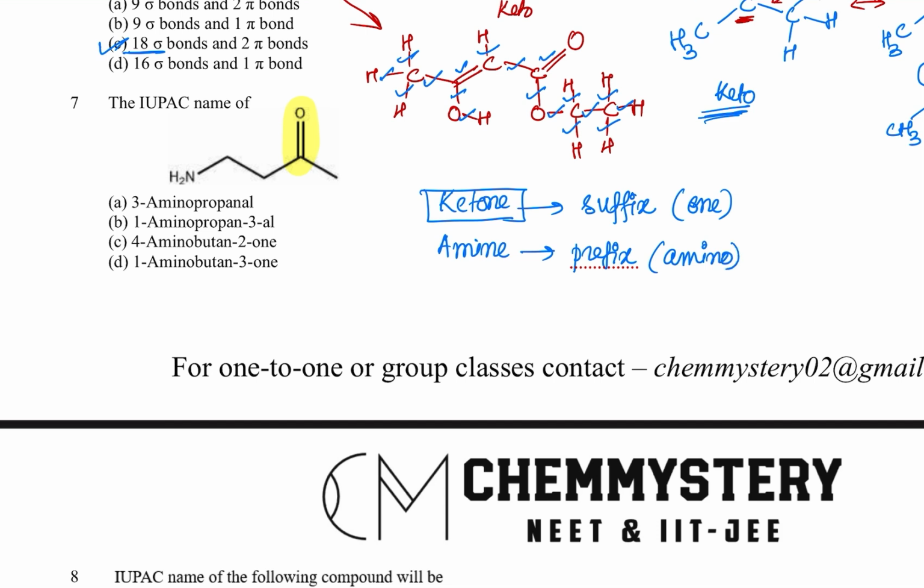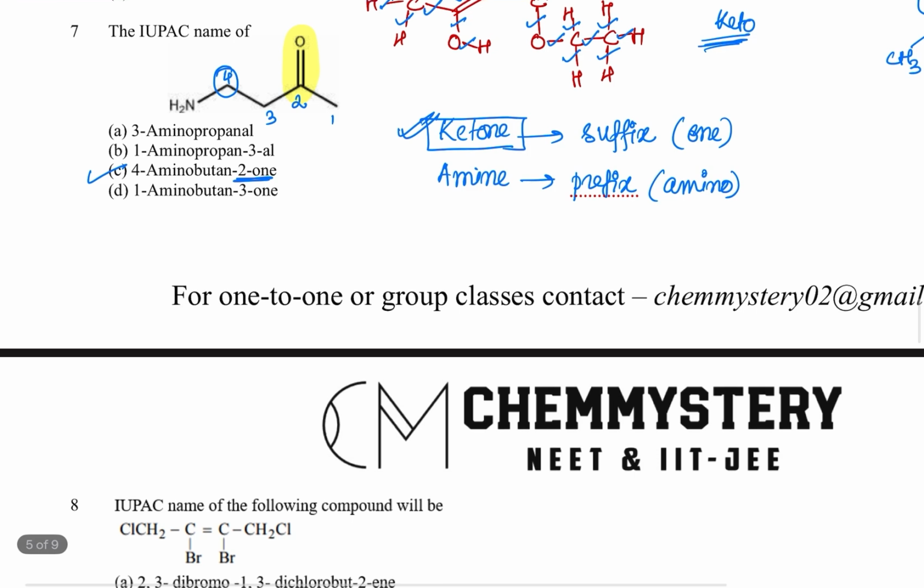Because of the priority, the numbering will be in this way: 1, 2, 3 and 4. So at the fourth carbon, we have the amino group. 4-amino will be the correct one, and at the second position we have the -one. Your option will be C for the IUPAC nomenclature. Okay, we have the complete priority series where the acid comes first, carboxylic acid, sulfonic acid. In that way we have the priority series. So we need to somehow remember the priority series. Based on that, we'll answer this kind of IUPAC questions.